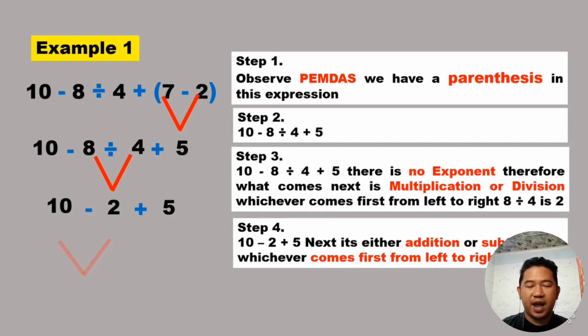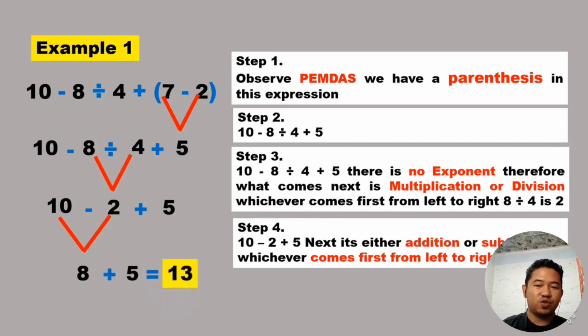So what will be our answer? Okay. Now follow the instruction. 10 minus 2 equals 8 plus 5. So 8 plus 5 equals 13. Very good. Did you get the correct answer? Very good.